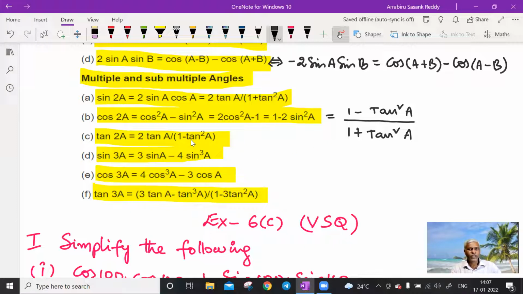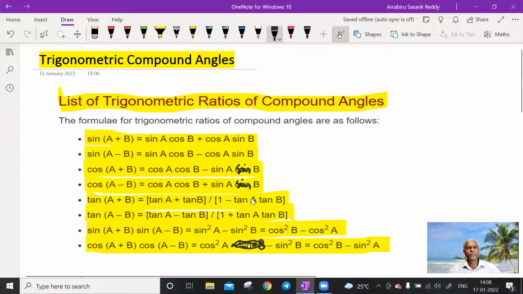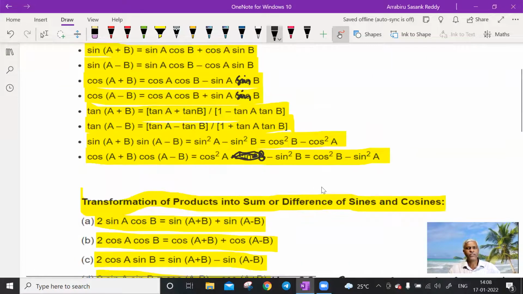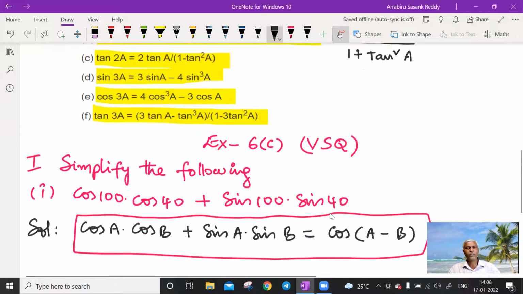Tan 2A, 2 tan A by 1 minus tan square A. Sin 3A, 3 sin A minus 4 sin cube A. Cos 3A, 4 cos cube A minus 3 cos A. Tan 3A, 3 tan A minus tan cube A by 1 minus 3 tan square A. These are the important formulae, the list of important formulae of compound angles. They are very, very important. We make use of these formulae in solving the problems.